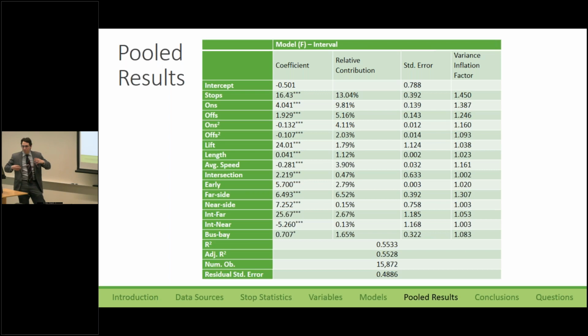Overall, these pooled results could capture about 55% of the total variability within the data, which is above what many other models have proposed. And for a model that includes time points, near side stops, far side stops, extremely long dwells, and down to the midpoints, mid-block stops, this is doing quite well.